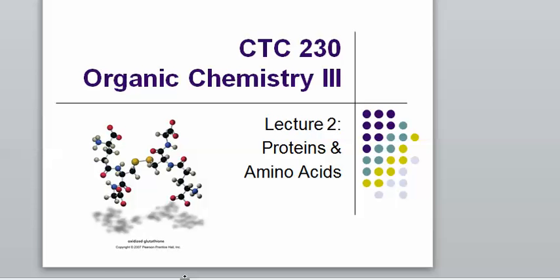Welcome to the second module for the CTC 230 course, Organic Chemistry 3 or Biochemistry. This module is going to concern what we call proteins and amino acids, and it's actually a sister lecture to the carbohydrate module. The reason that I say this is because carbohydrates are really your body's first attempt at an energy source. We eat carbohydrates that we call carbs, and those carbs get broken down into energy. The same thing happens with proteins and amino acids.